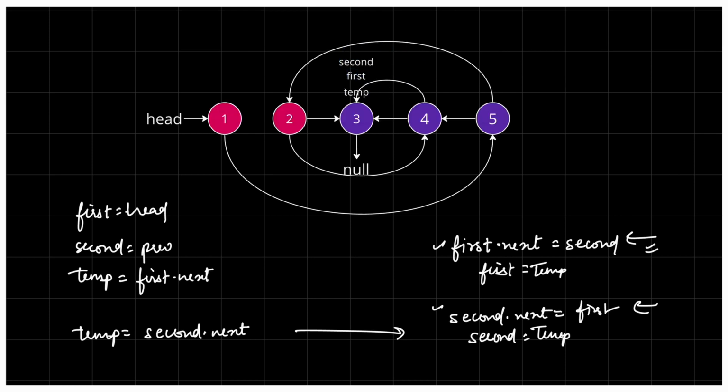And guys, we need to run this until, and now we have lost these two pointers, right? So now you can see that 1 is pointing to 5, 5 is pointing to 2, 2 is pointing to 4, 4 is pointing to 3, and 3 is pointing to null now. So we need to run this entire thing while second dot next is not equal to null. This is it, this is what we have to do. So let's quickly code this.